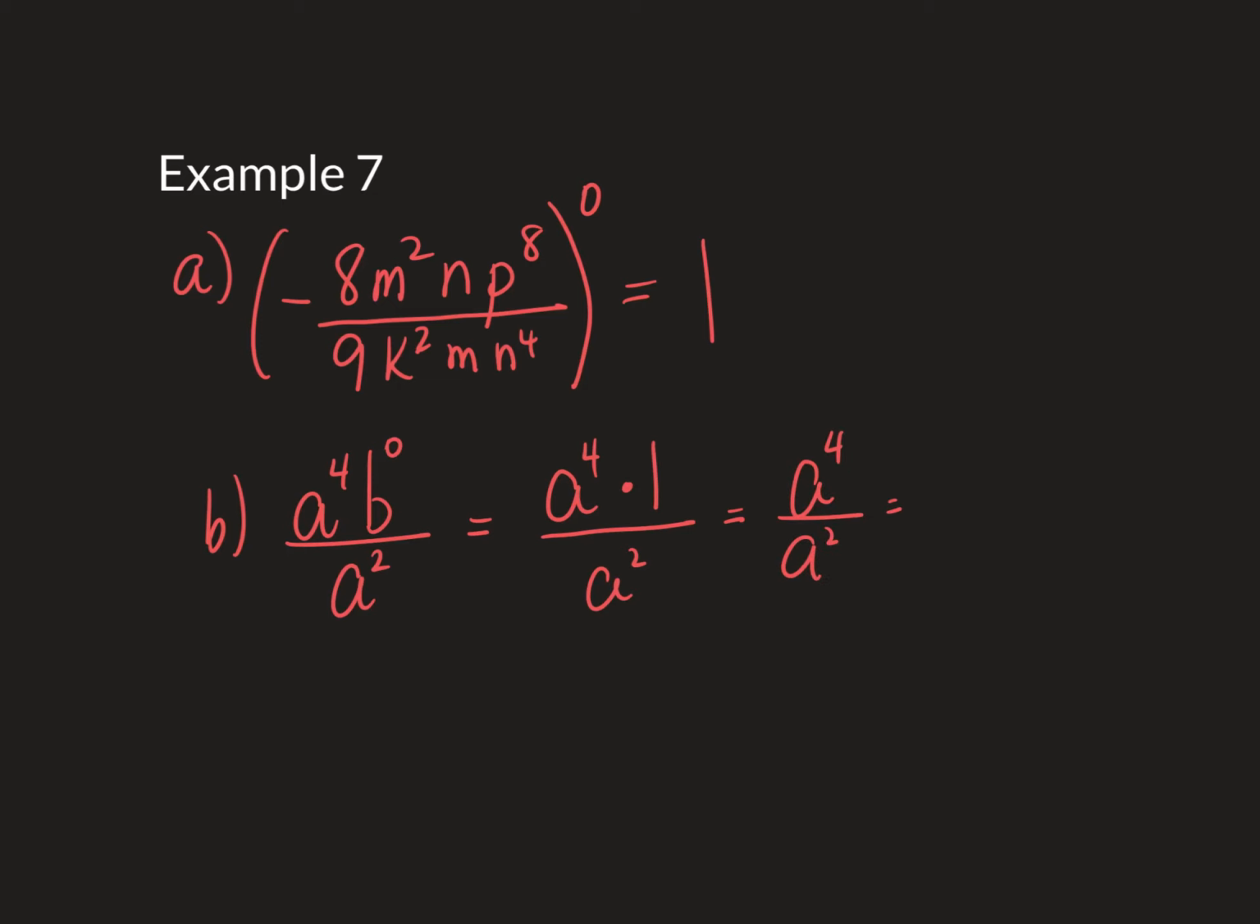Now I have a quotient, and my exponent for my a is bigger up top. So my answer is going to be a, and then I subtract 4 and 2. So my answer is going to be a to the 2nd power.